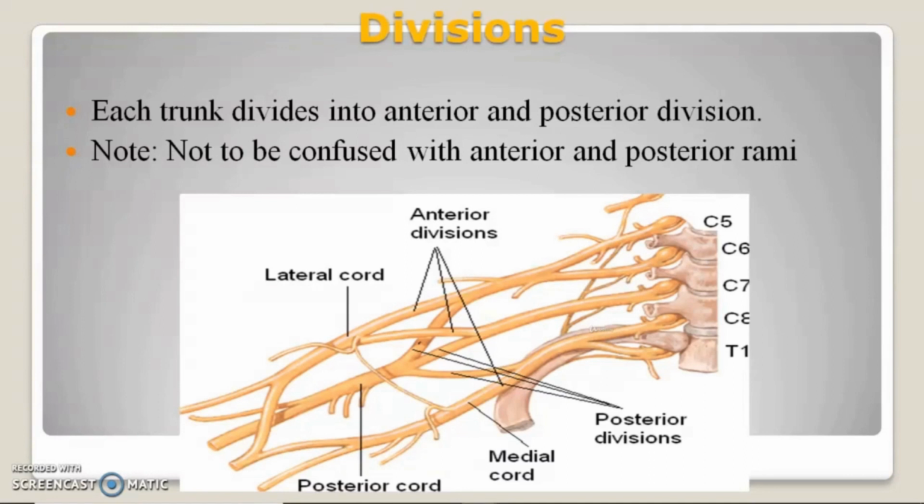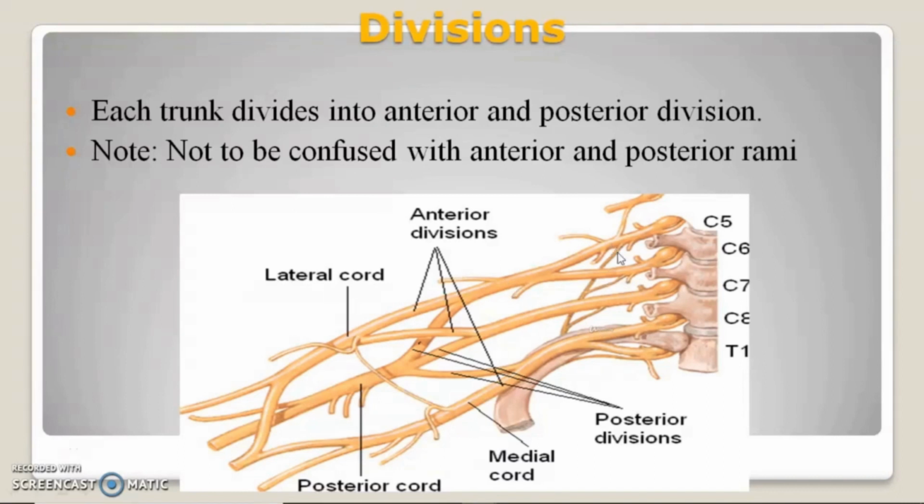While forming the root only, you will divide into anterior and posterior while coming from the spinal segment. Here we are talking about anterior and posterior divisions from the trunk part. Okay, so after descending we have the trunk part. That trunk part again divides into anterior and posterior divisions. Here in this picture it is very clear.